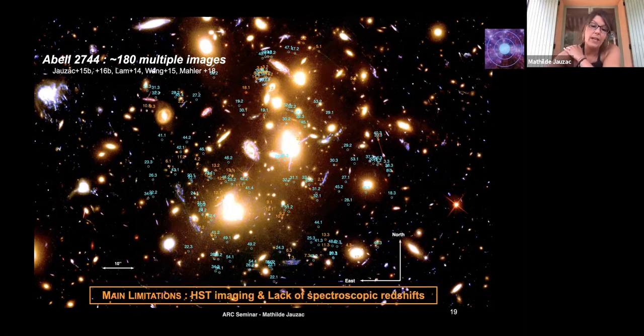So basically, you need high-resolution data, and up to now, it's basically only HST, the Hubble, that can provide us with that. But also, if you remember, the angular position equals the cosmological distance ratio times the gravitational potential, so you need to know the distance of those sources to us. So you need spectroscopic redshift.